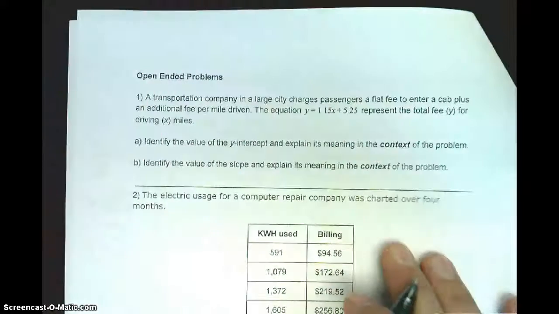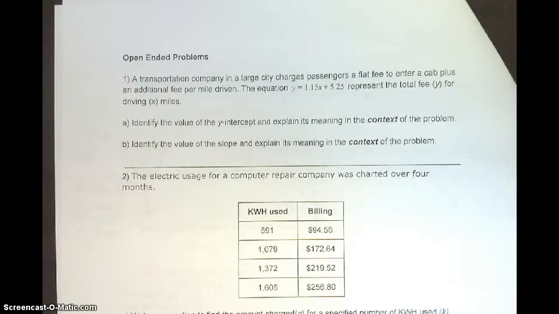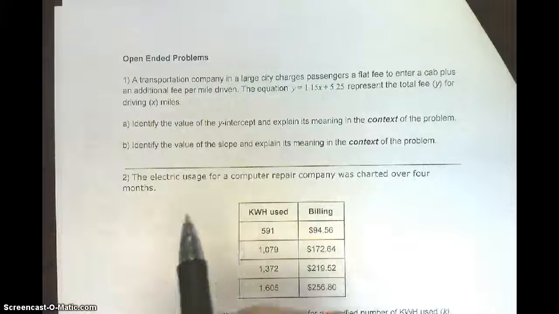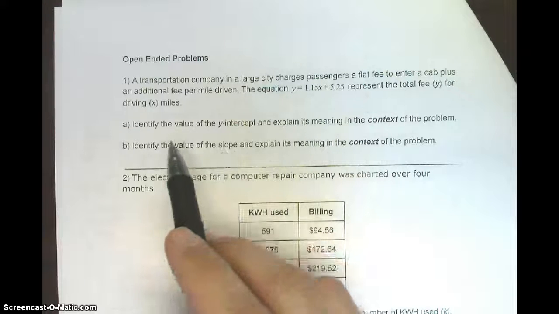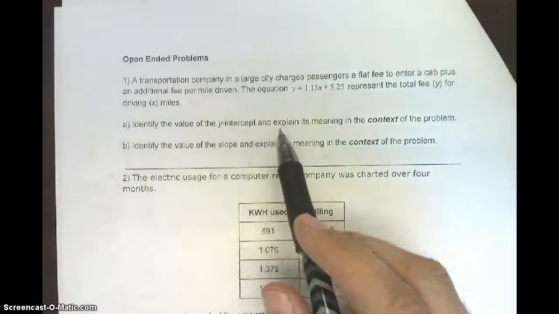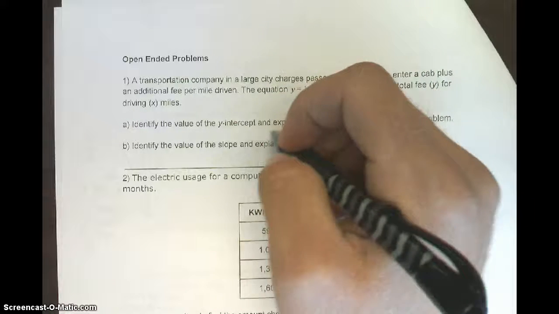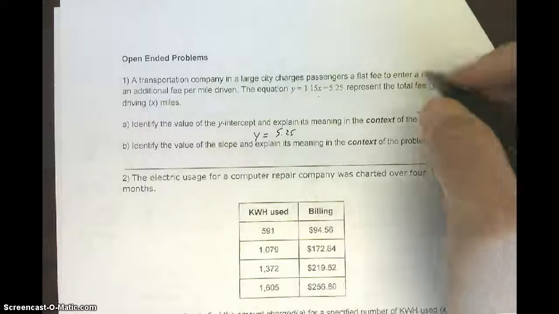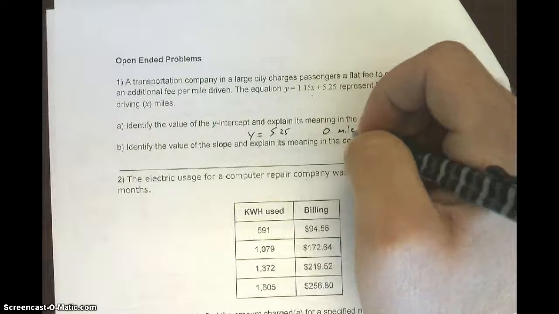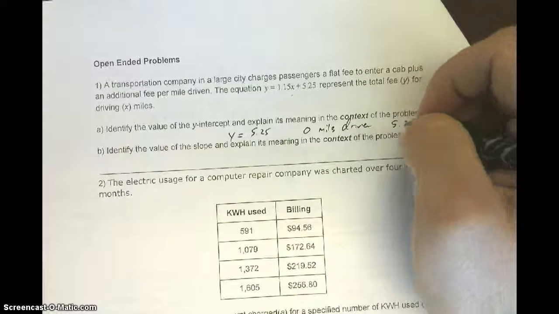All right. On the back page, here are open-ended questions. A transportation company in a large city charges passengers a flat fee to enter a cab plus an additional fee per mile driven. The equation y equals 1.15x plus 5.25 represents a total fee y for driving x miles. Identify the value of the y-intercept and explain its meaning in the context of the problem. Y-intercept is when x equals 0. So if I plug x equals 0 in up here, I get y equals 5.25. That means if I go 0 miles driven, the second I get in that cab, I owe him $5.25, or her.